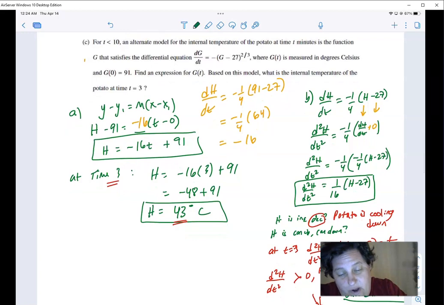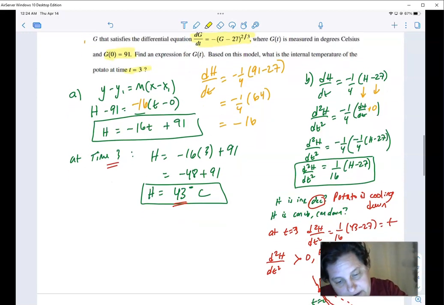For t greater than or equal to 0, an alternate model of the potato at time t is a function that satisfies this differential equation. So it's like a different method. Same thing, it still starts at 91. What's the internal temperature at time 3? We got to write an equation for this. Not actually using a tangent line to approximate it. We actually have to solve it. And you guys, if this is part C, what are we thinking we ought to do? Separation of variables.